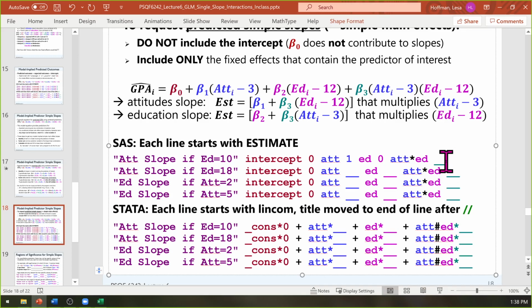Now say what you just said again, Jerome. Okay, so we see the ed minus 12 in there, but we're zeroing out at 10 now, or we're trying to go to 10. So I guess we'll go -2 there. Ding. It's the value of the moderator for which you want the other slope. So this little equation tells me what the values should be.